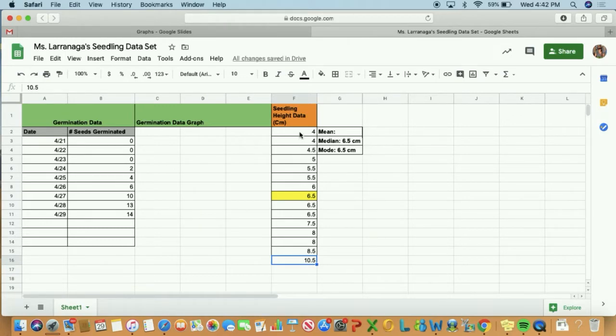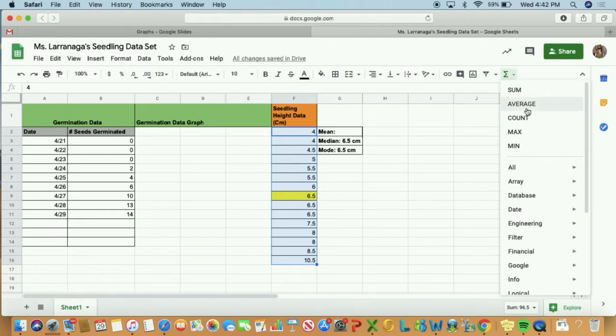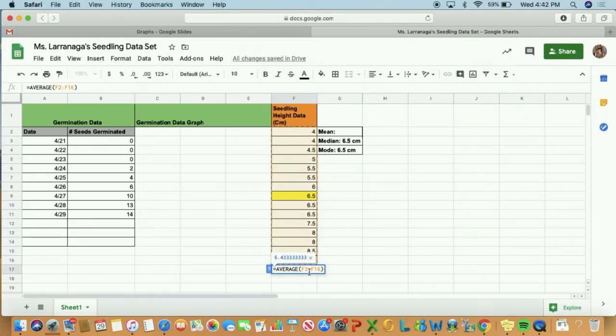What I can do instead is use the steps from earlier to highlight my whole range of data. I can go to this little sideways M looking icon up here that says functions, and it's going to help me calculate the average or the mean. I'll click on average, and here's the command. I can hit enter, and my average is 6.433333, etc., just round to the nearest hundredths place. So the mean, the average of my data set, is 6.43 centimeters.